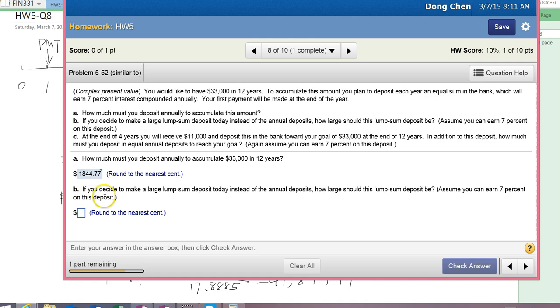Part B, if you decide to make a large lump sum deposit today instead of the annual deposits, how large should this lump sum deposit be? Assume you can earn 7% on this deposit. So for part B, the change relative to part A is that instead of making the annual deposits, now we are making just one single deposit today.